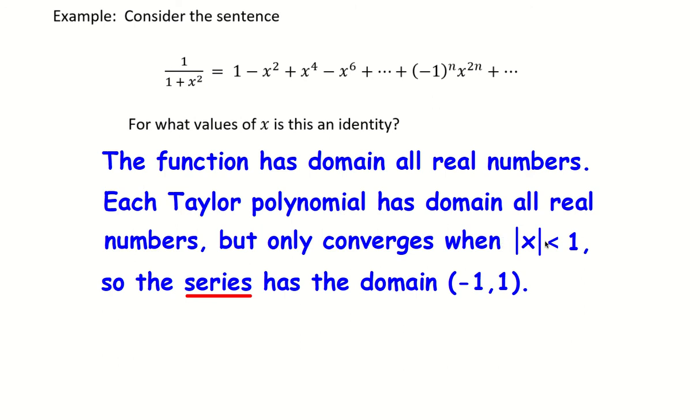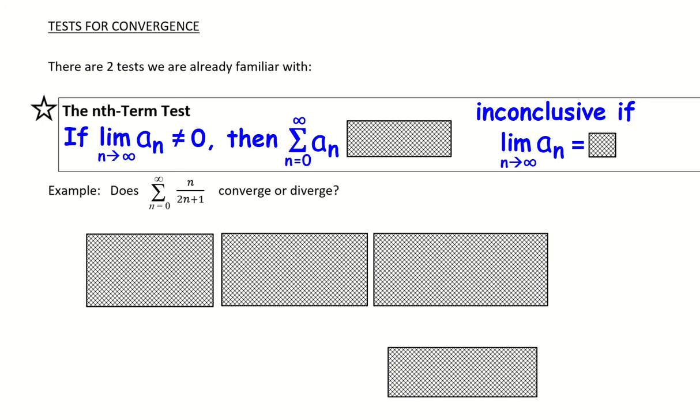But it only converges when x is in between -1 and 1. So the series has a domain of -1 to 1, just kind of like facts or whatever. But let's really get into business.